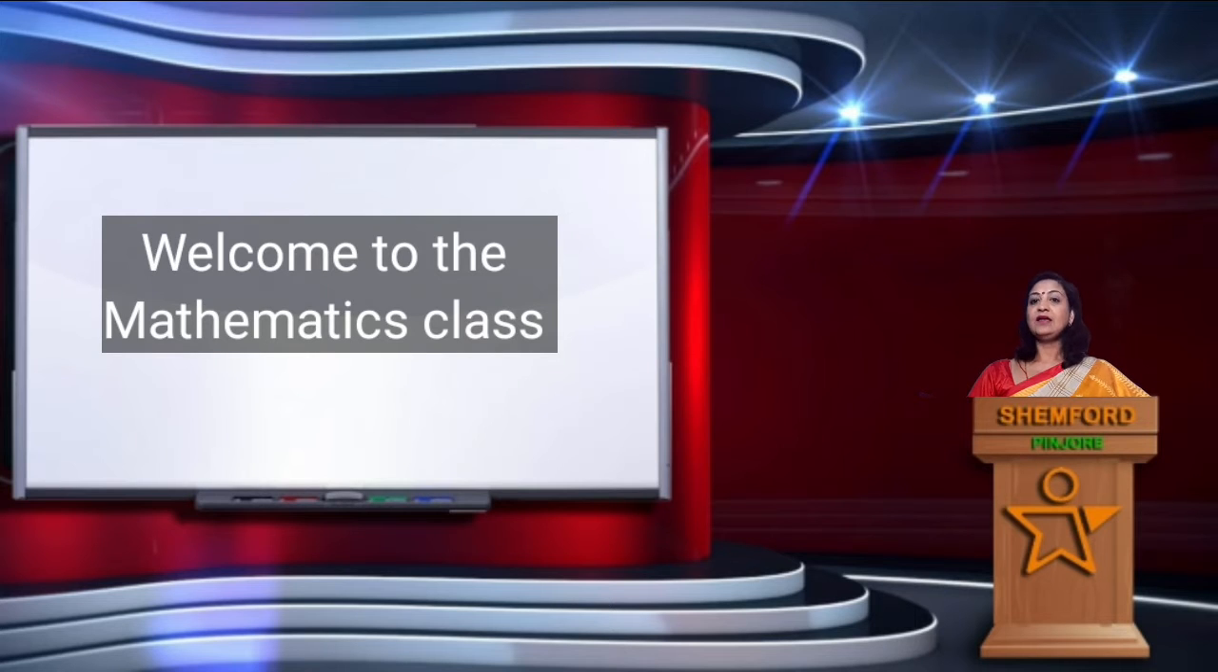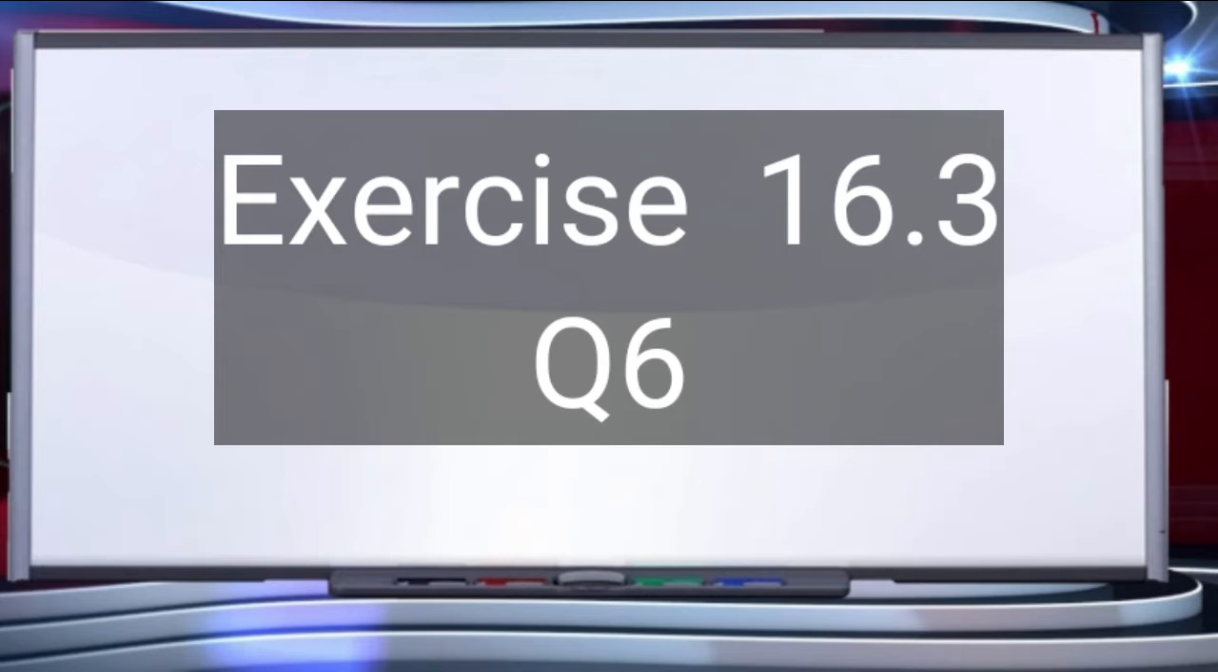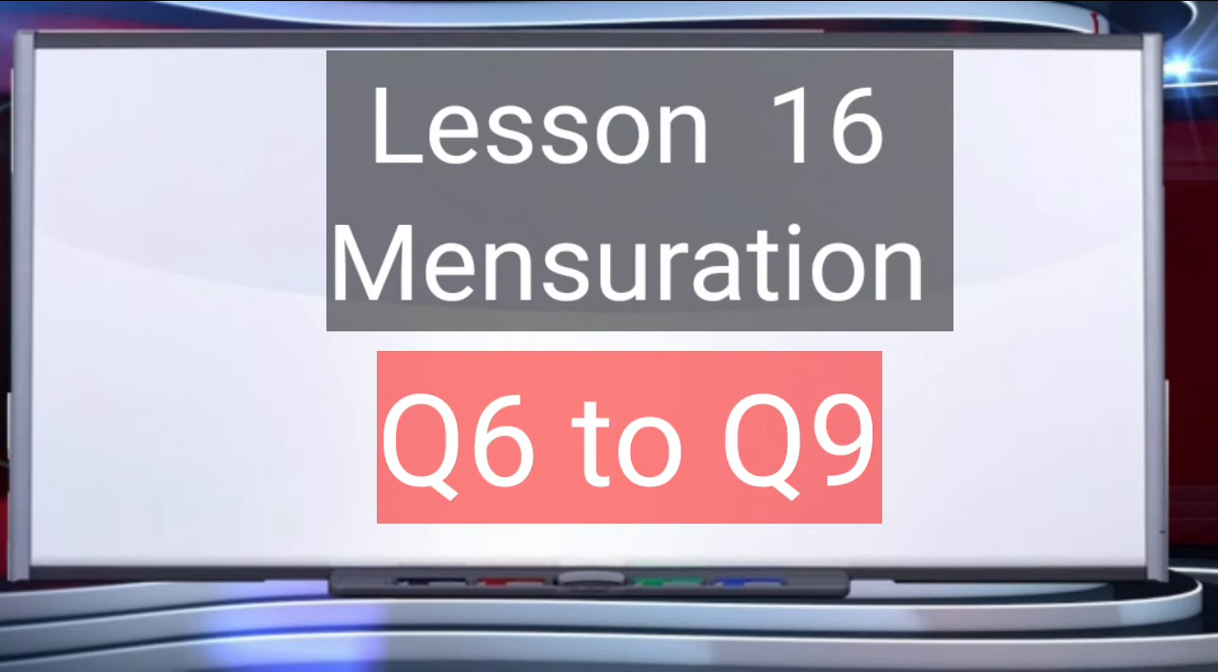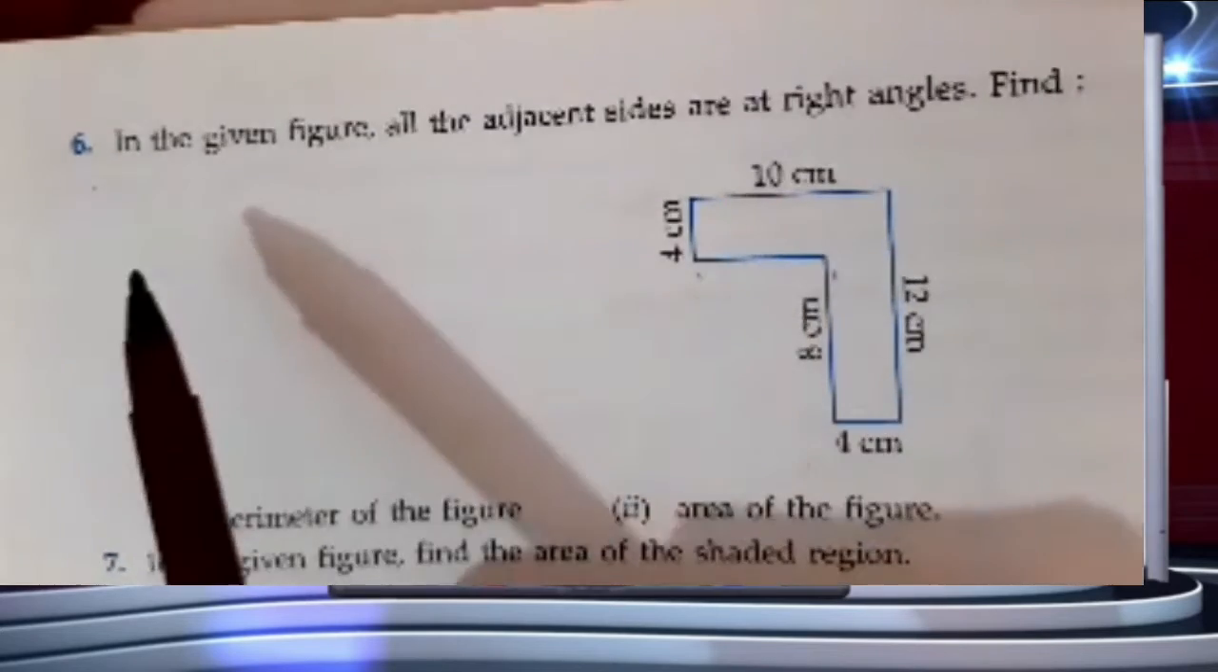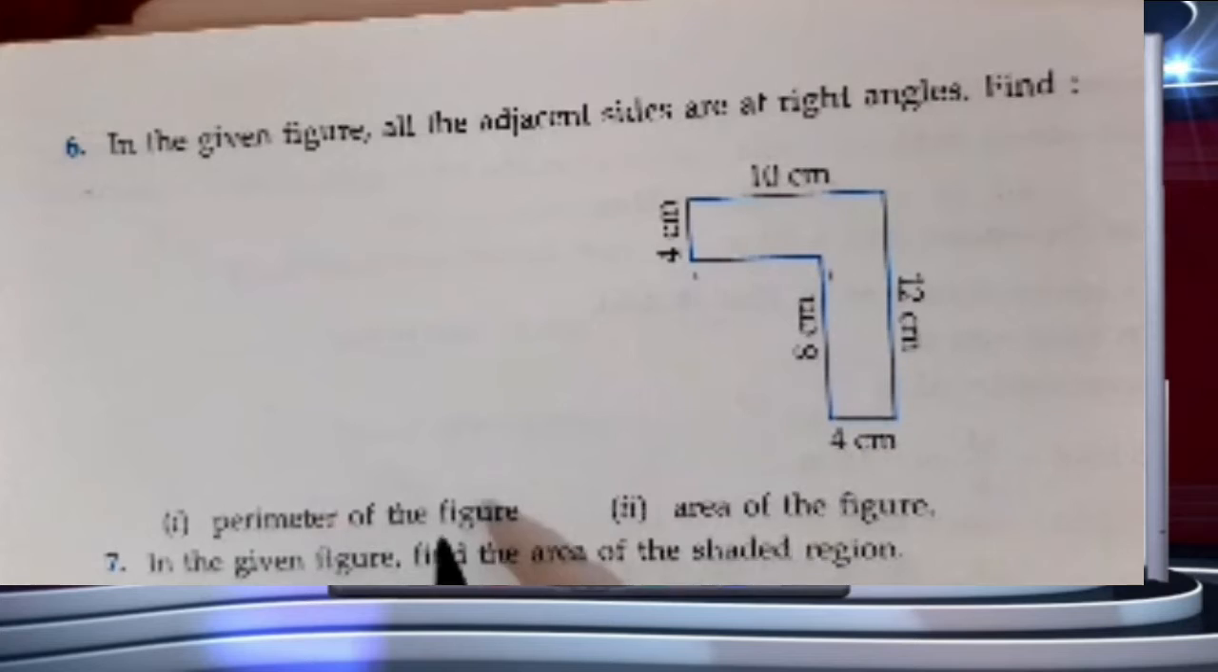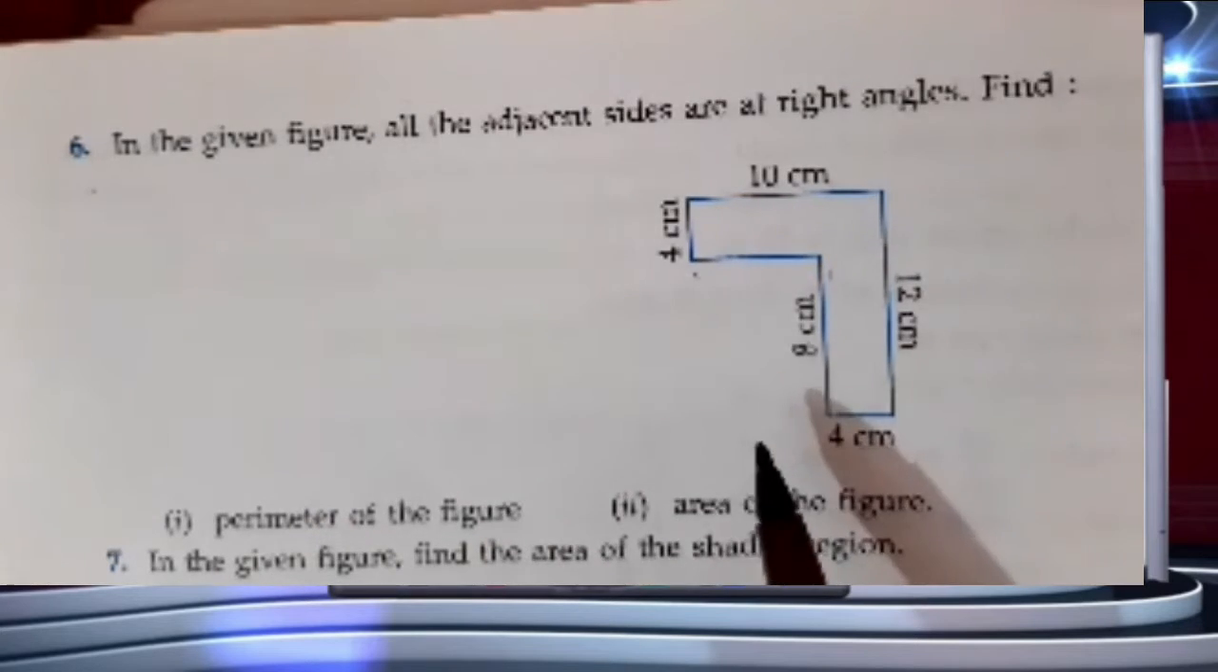Today we will continue with exercise 16.3 question number 6 of lesson mensuration. So now let us start with question number 6. In question number 6 we are given this figure and we have to find out the perimeter and area of this figure.